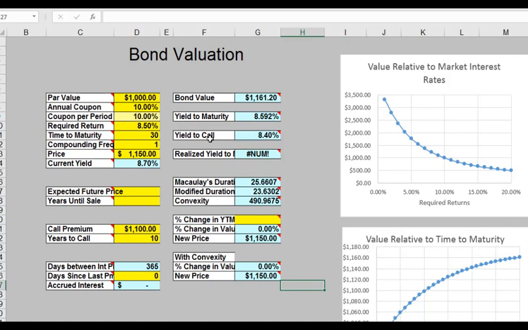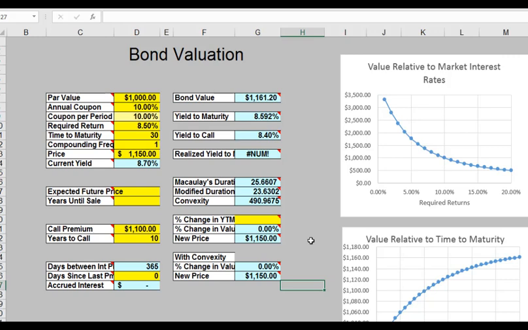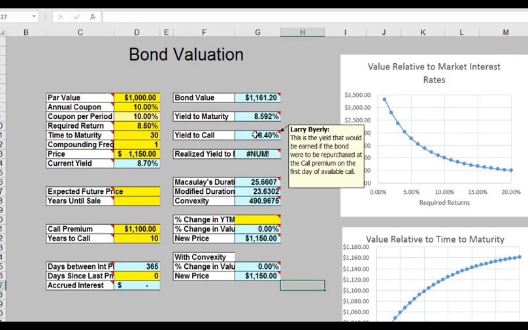what we find is the yield to call is 8.4%. So again, what does this tell us? Well, investors want 8.5%. The yield to call here is only 8.4%.